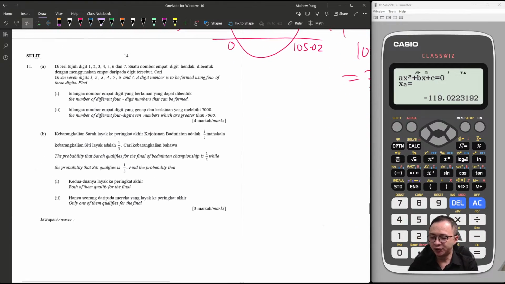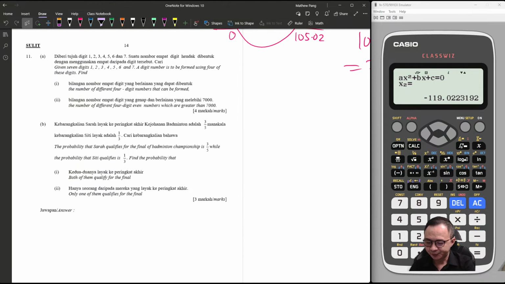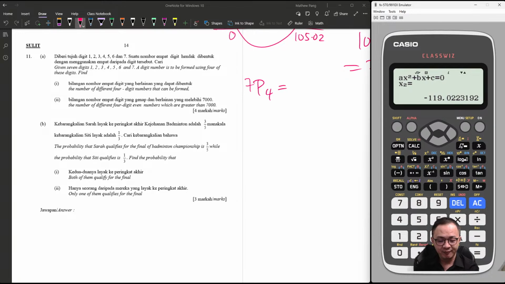Okay, we will go to 11. This one will be the permutation. We have the 7 digits 1, 2, 3, 4, 5, 6, 7. A number is to be formed using 4 digits out of the 7 digits. So the number of 4-digit numbers that can be formed without restriction is 7P4. Easy.